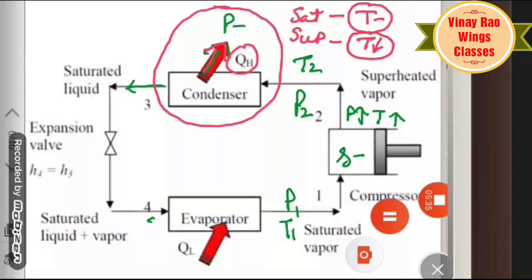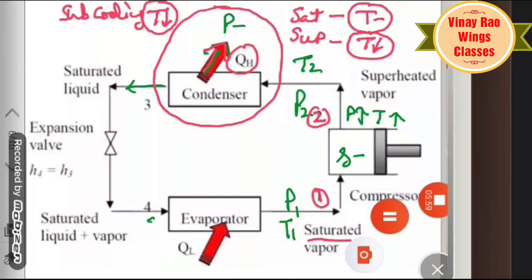So one more point: in subcooling, there is again a decrease in temperature in the condenser. I will explain this easily through the pH chart. From point 1 to 2, there is compression starting at saturated vapor. Most important is that it starts at saturated vapor.